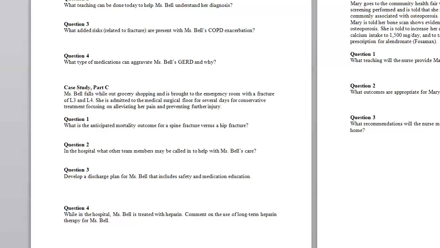So lastly, while in the hospital, Miss Bell is treated with heparin. Comment on the use of long-term heparin therapy for Miss Bell. Heparin therapy will increase bone resorption, and prolonged use of heparin is associated with osteoporosis, and the long-term use of heparin can exacerbate her condition. So we want to think about that. All right, so that is our case study with Mary Bell.